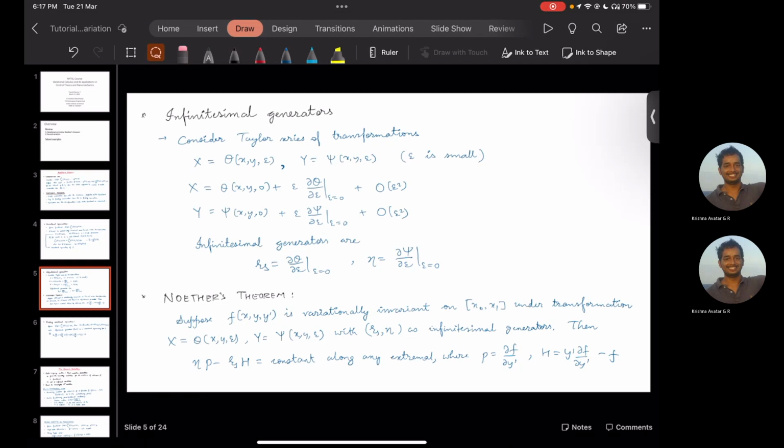where you very well recall the definitions for p and h. So p is partial f with respect to partial y prime, and h is equal to y prime partial f by partial y prime minus f. Essentially, this capital H is what we call the Hamiltonian.